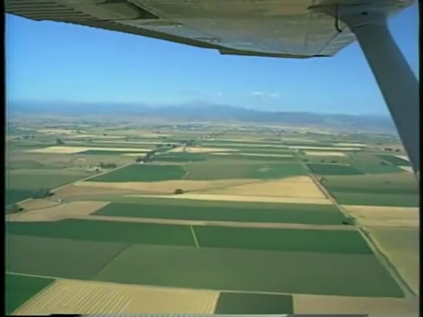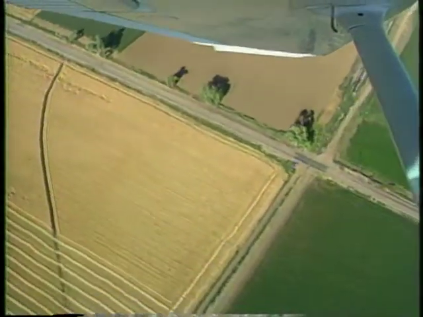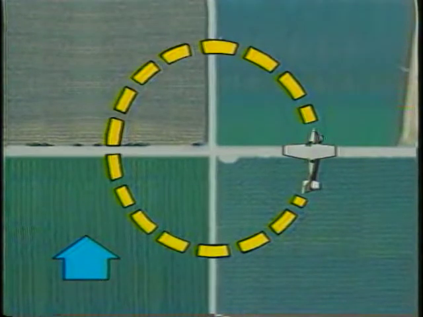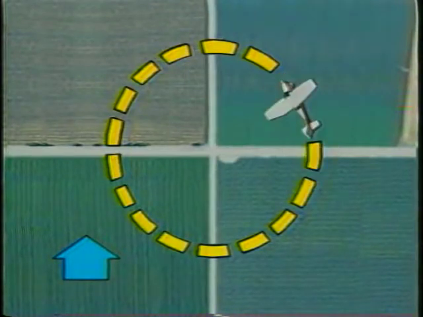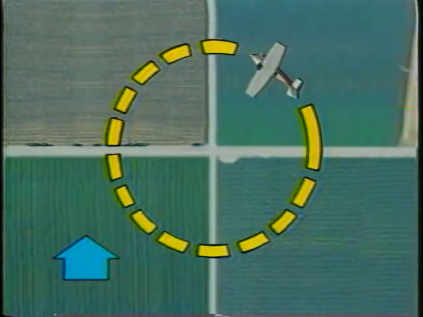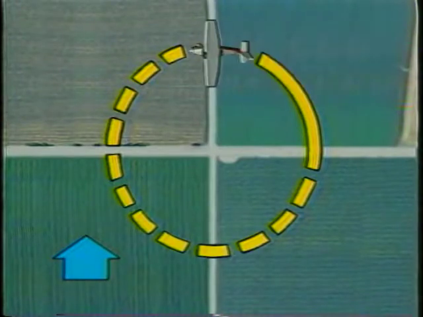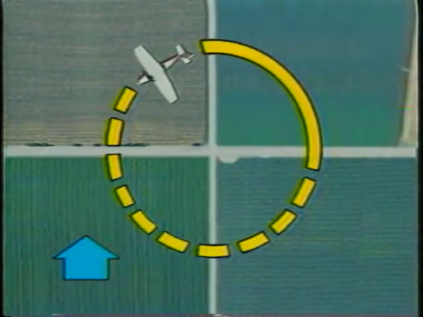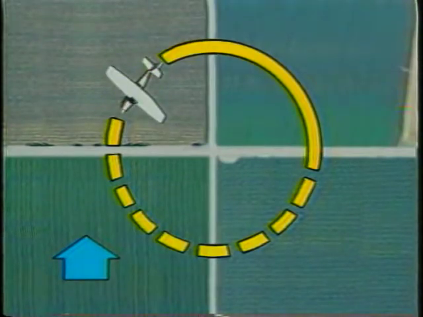When you're opposite the reference point, roll into the initial bank at a fairly rapid rate. Since you're flying downwind, the ground speed is high and the angle of bank is at the steepest point in the maneuver. During the first half of the turn, the bank angle is gradually reduced as your ground speed decreases. This allows you to maintain a constant distance from the reference point.